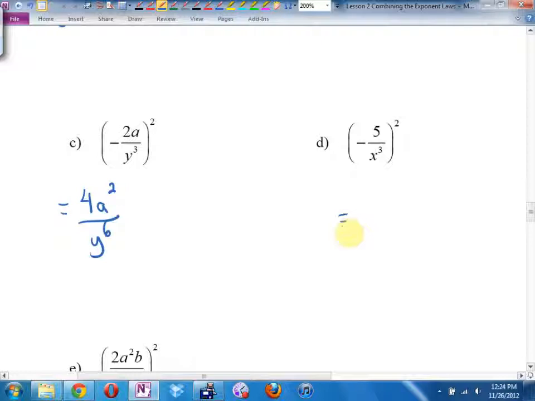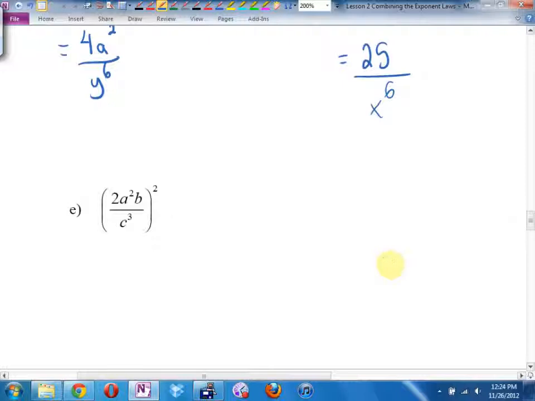Ooh, D. Final answer, negative or positive? So ignore the negative. And then I got a 5 squared. Amy, what's 5 squared? You say 25? If you didn't, pretend you did. And on the bottom, x to the what? X to the 6th. Try E on your own, see if we get the same thing.